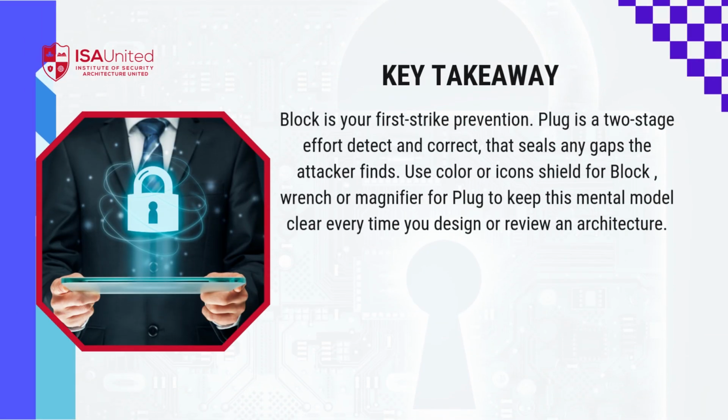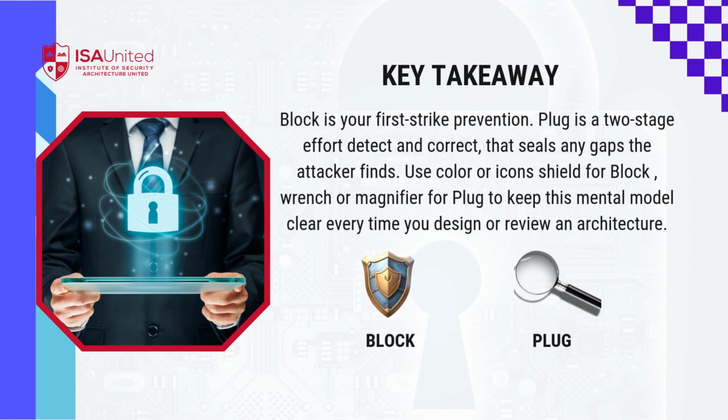Key takeaway: block is your first strike prevention. Plug is a two-stage effort, detect and correct, that seals any gaps the attacker finds. Use color or icons, shield for block, wrench or magnifier for plug, to keep this mental model clear every time you design or review an architecture.